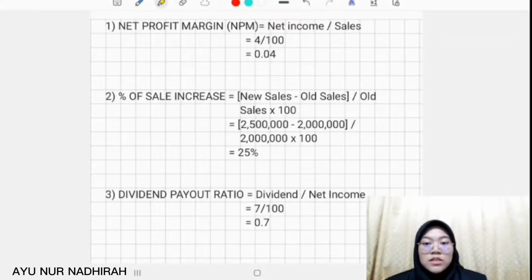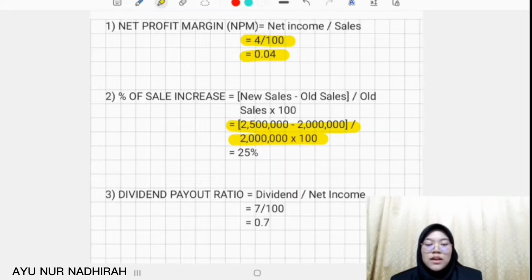Given that net profit margin is 4%, net income equals 4 divided by sales, which is 100. So we will get the answer, which is 0.05% of sale increase. We need to minus new sales with old sales and then divide by old sales and times 100. So 2,500,000 minus 2 million, divided by 2 million, times 100, and the answer is 25%.